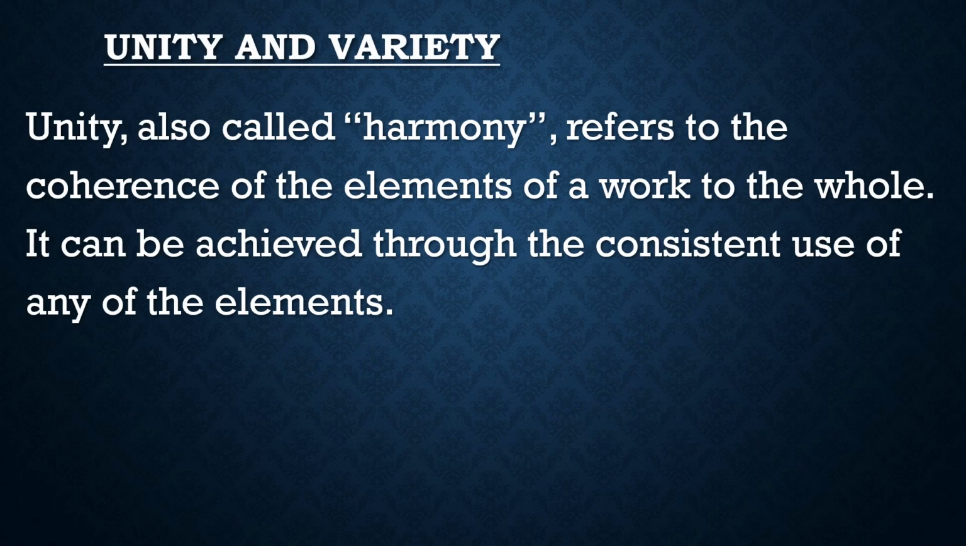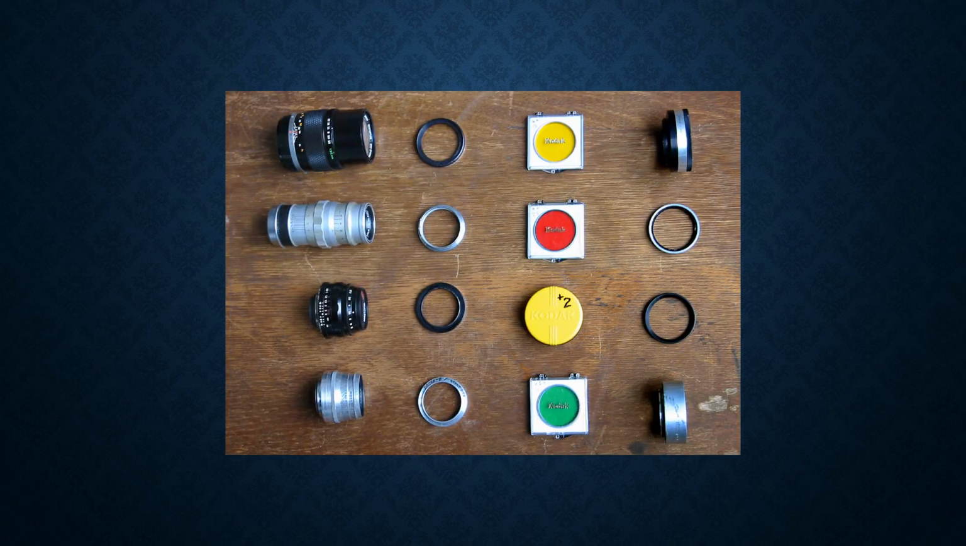Unity and variety. So unity, also called harmony, refers to the coherence of the elements of a work to the whole. It can be achieved through the consistent use of any of the elements. So that's unity and variety or harmony. Kung makikita mo yung mga camera sa picture, meron silang unity, pare-parehas ng pagkakatagay, and then variety. Iba't ibang shape.